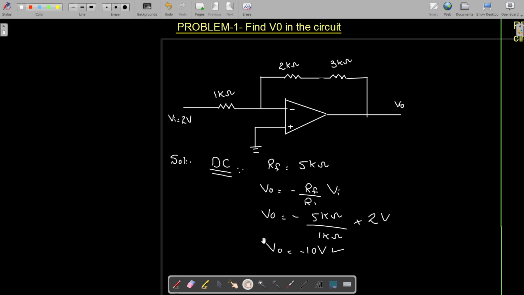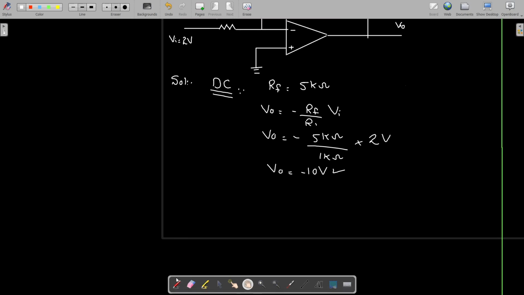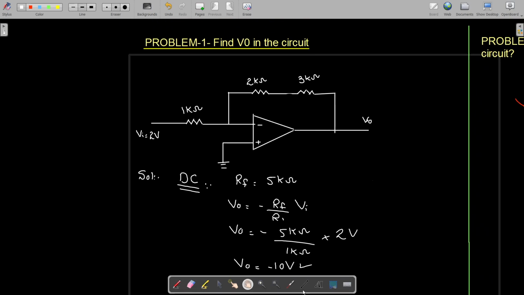Now this was for the DC case. For the AC case, when the input voltage is alternating current, the capacitor that was originally over here, let me redraw that. Fine. And we have a ground over here. So this capacitor is going to act as a short circuit for AC. So I can replace this capacitor by a short circuit.